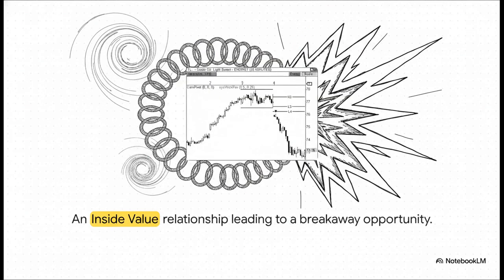Now, the book points out that one of the most explosive setups is the inside value relationship. This happens when the DC3 predicts a very narrow range entirely inside the previous day's range. It essentially coils the market up like a tightly wound spring. When the market finally opens beyond that range, it can unleash a massive, unstoppable initiative breakout. Anticipating this specific relationship allows a trader to be perfectly positioned for a breakaway move.